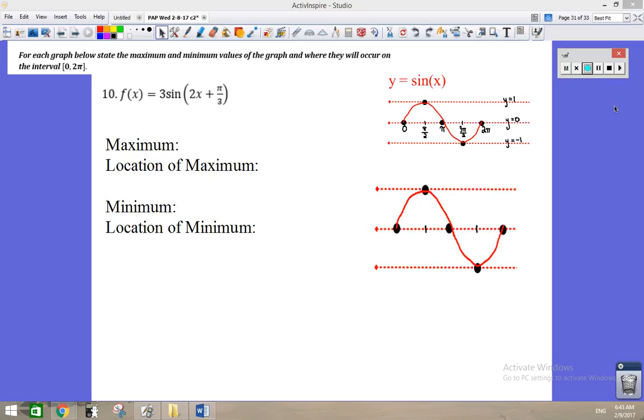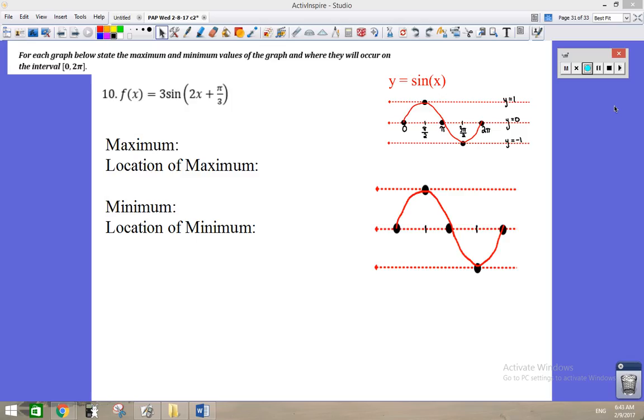All right, so let's take a look at this problem. The directions have changed from the previous one. It says for each graph below, state the maximum and minimum values of the graph, where they will occur on the interval from 0 to 2 pi. And this time it looks like it's including both endpoints, 0 and 2 pi.